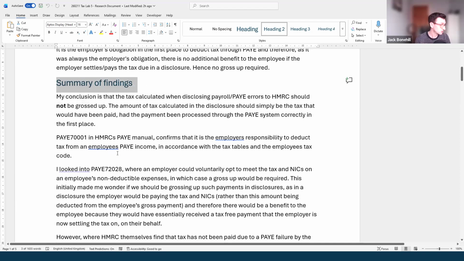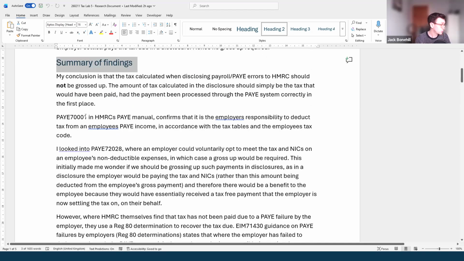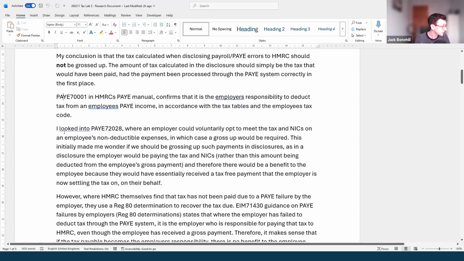So let's see what this summary section says then. So they've quoted some guidance here. So this is one of HMRC's manuals, pay as you earn 7001. HMRC's pay as you earn manual confirms that it is the employer's responsibility to deduct tax from an employee's pay as you earn income in accordance with the tax tables and the employee's tax code. Okay, so it looks like we've got a bit of a summary just coming following this then. They've said that they've looked into a certain bit here.